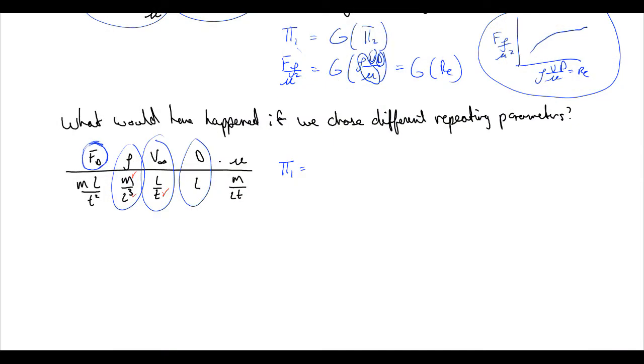Okay? So pi 1 is equal to F times rho to the A, V to the B, and D to the C, which is equal to mass length per time squared times mass per length cubed to the A. We have a length per time to the B and a length to the C.